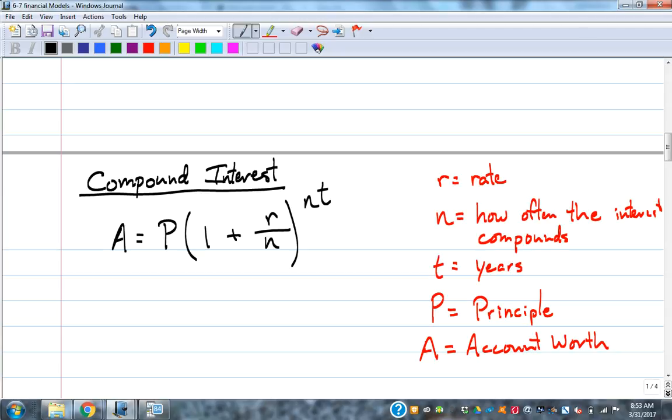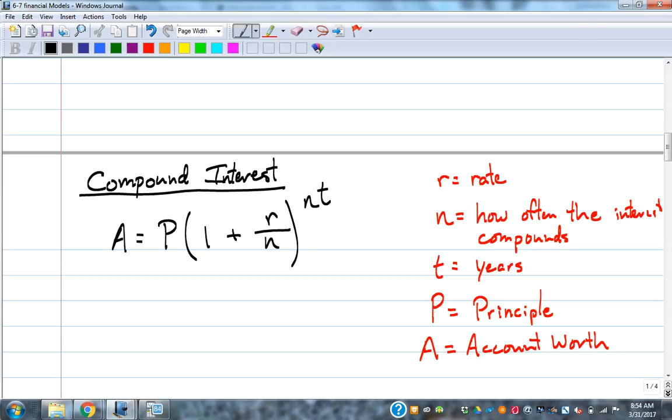N is going to be how often the interest compounds. Different accounts compound differently. My regular savings account at the bank compounds quarterly, which means how many times a year? 4 times. You have accounts that compound annually, which is 1 time a year, semi-annually, 2 times a year. You have some that compound monthly, 12 times a year. It depends on the situation, and the problem will tell you what it's doing. If it says quarterly, that's 4 times, semi-annually, 2 times, that sort of thing. It's going to tell you that.